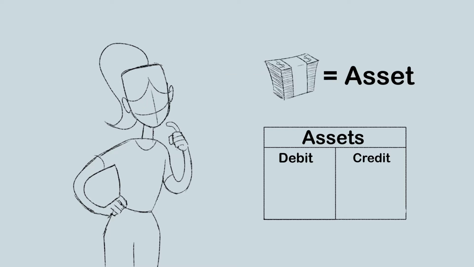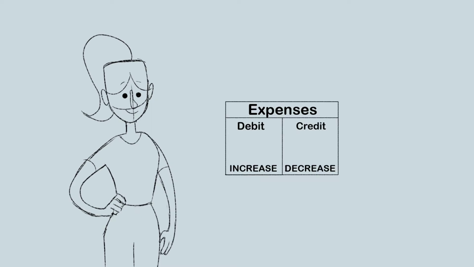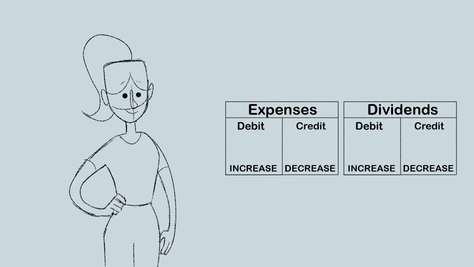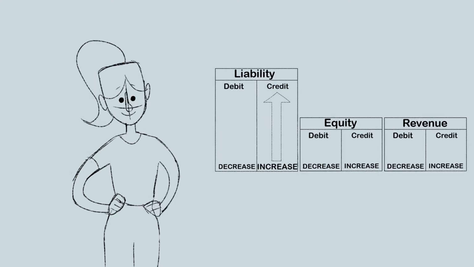For example, cash is an asset, and asset accounts increase with the debit. Expenses and the dividends account also increase with the debit. Liability, equity, and revenue accounts all increase with credits.